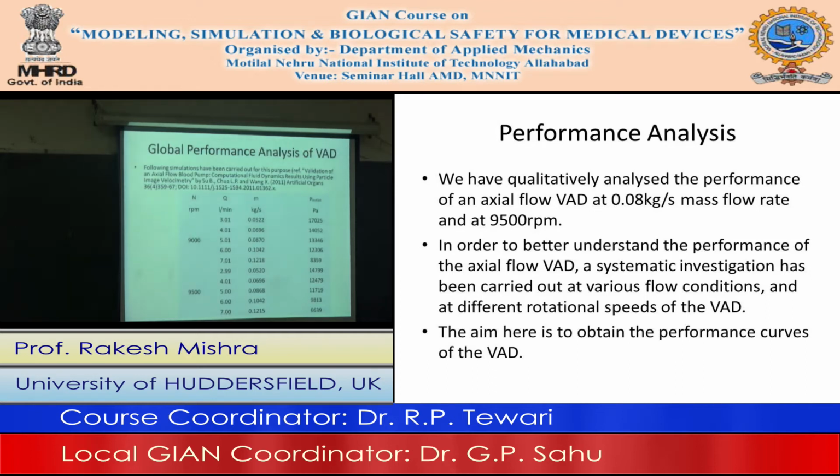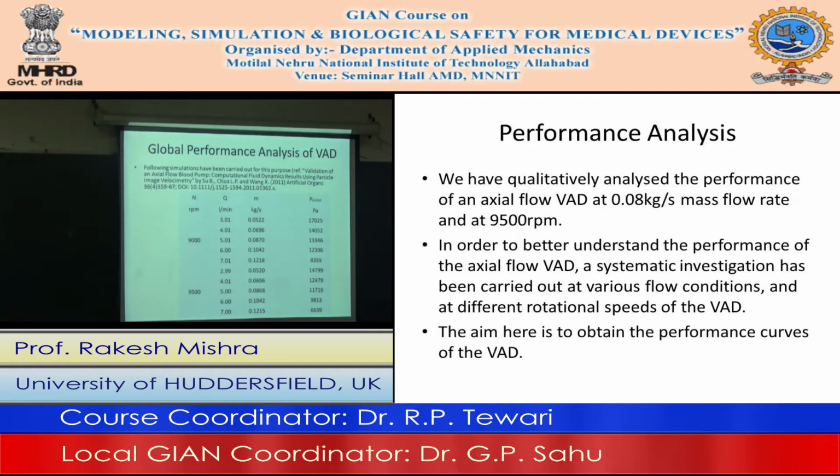So in this particular case, I have taken data from this paper, validation of an axial flow blood pump, computational fluid dynamic results using particle image velocimetry. So they have used both CFD and particle image velocimetry. So I have taken that data and I have run this simulation. So just to establish the effect of speed, I have taken two speeds, 9000 and 9500. The previous results were 9500.